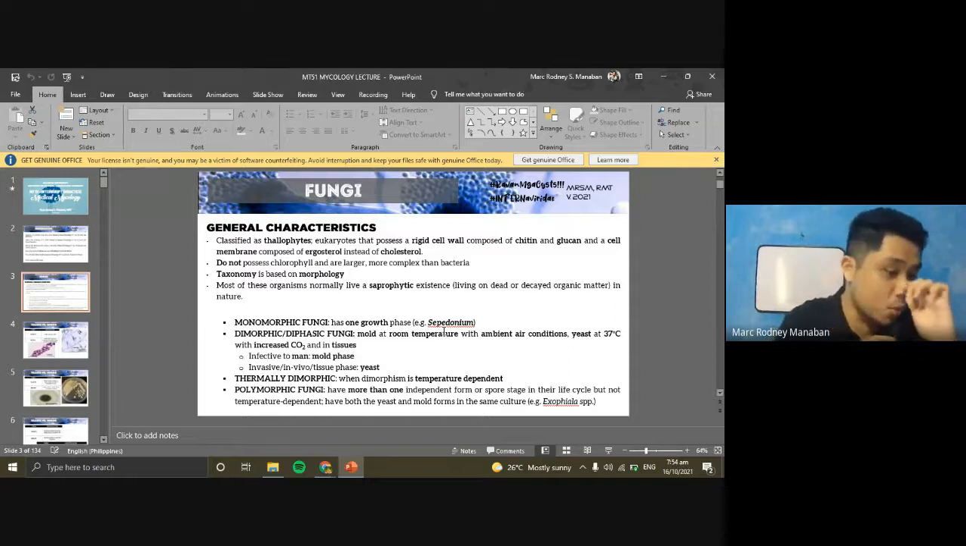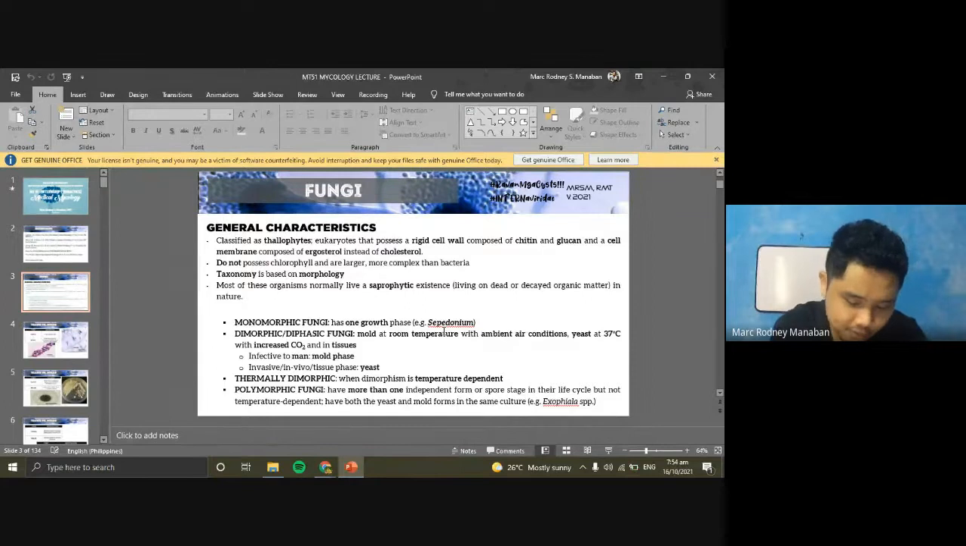Number one is your monomorphic. By the name itself, these are fungi that only have one phase in their life. Mold siya forever, or yeast forever. Majority of your fungi are monomorphic, meaning they only have one phase.